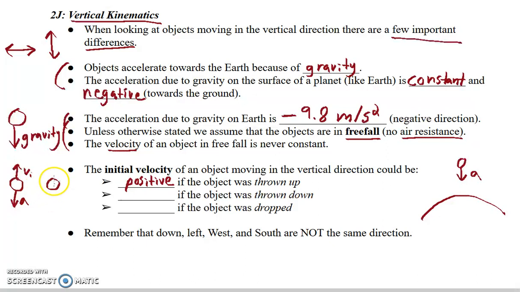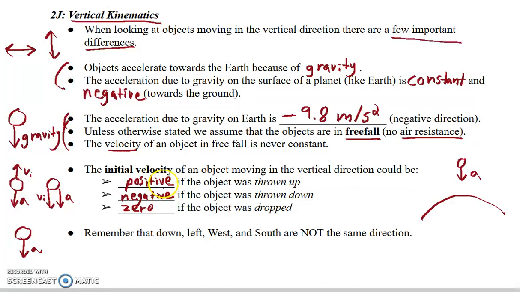If you throw the object down, its initial velocity is down instead, so it's negative. Its acceleration is still the same. And if you drop an object, its initial velocity is technically 0. It will start moving because there's a downward acceleration, but it's initially not moving, so it has an initial velocity of 0.